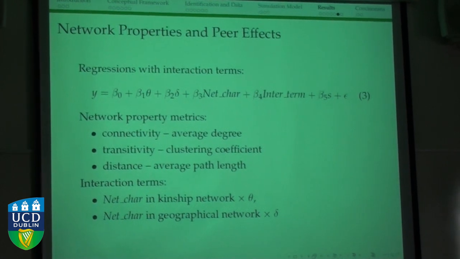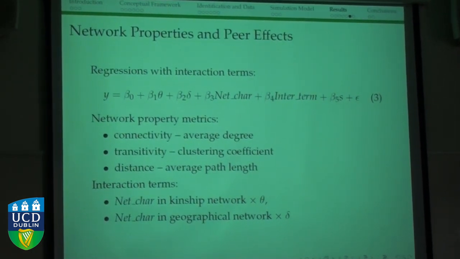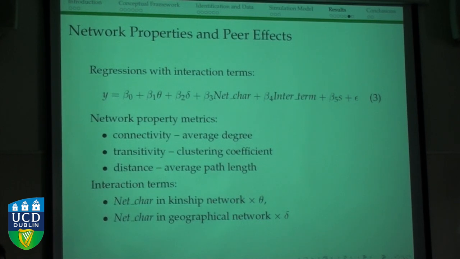in statistics. And also we are interested in how network properties affect these different types of effects. The way we identify this is we run a regression with interaction terms. Here we select three metrics to measure the network property. Average degree measures the connectivity. Clustering coefficient measures the transitivity. And the average path length measures the distance between nodes.